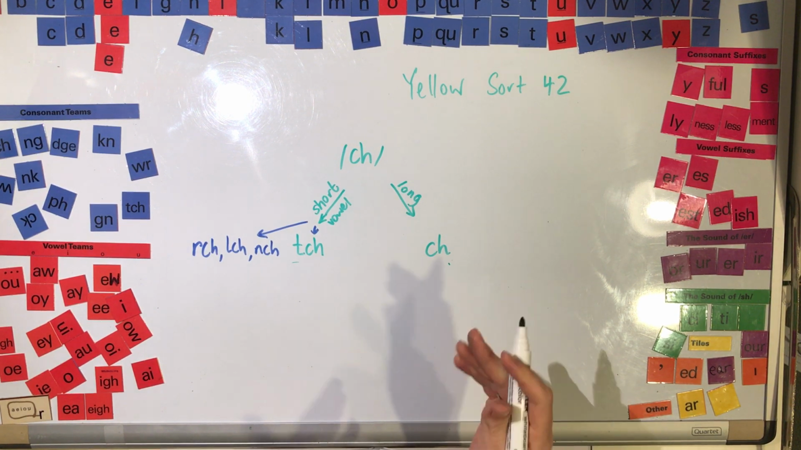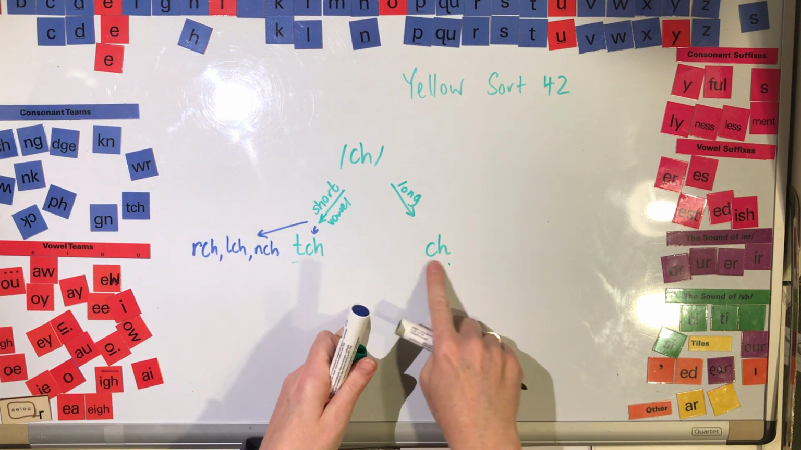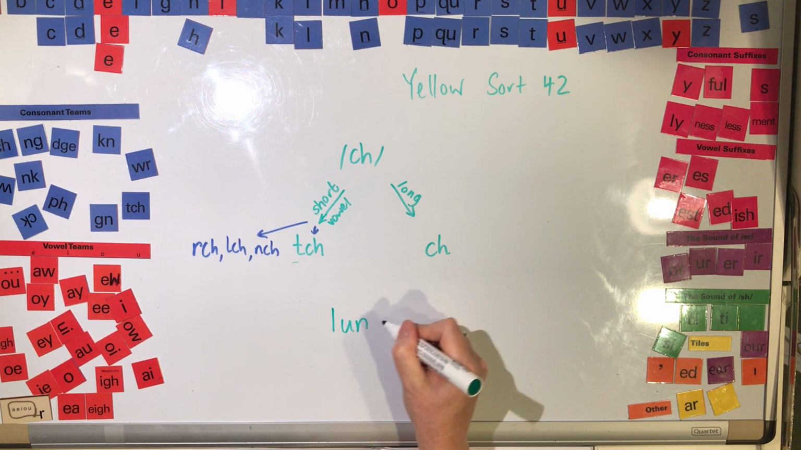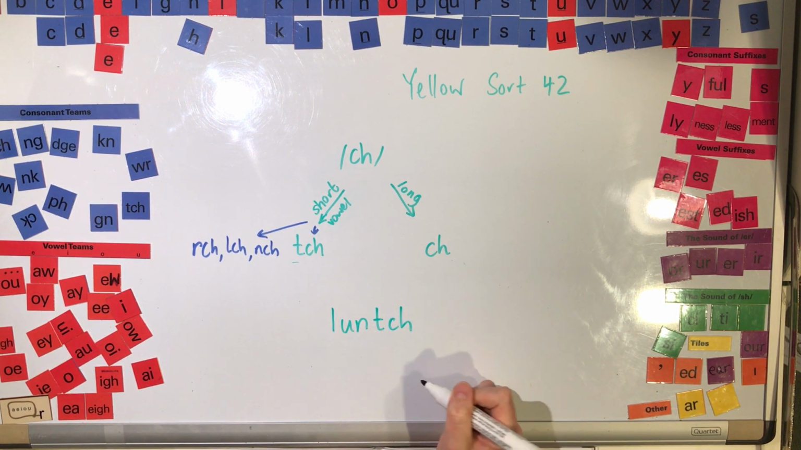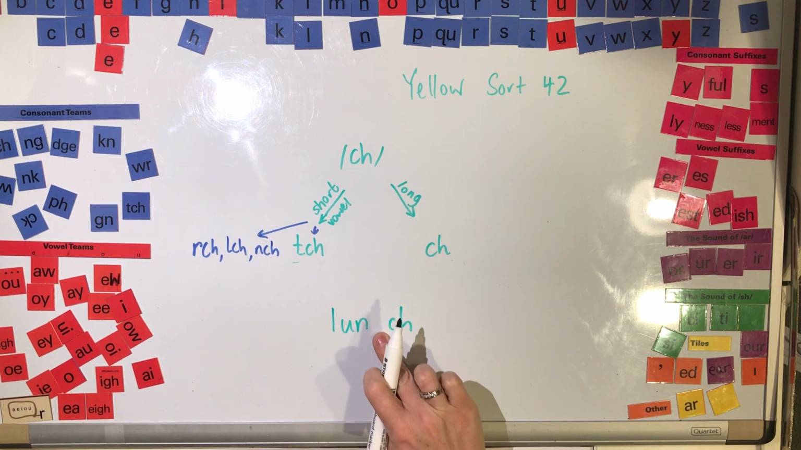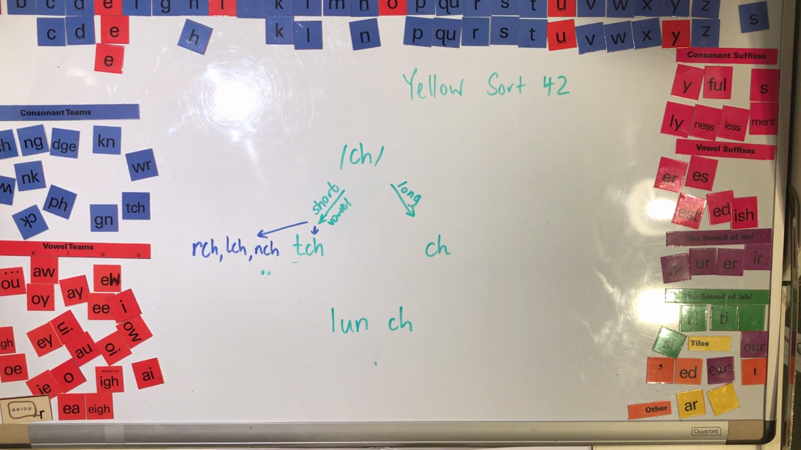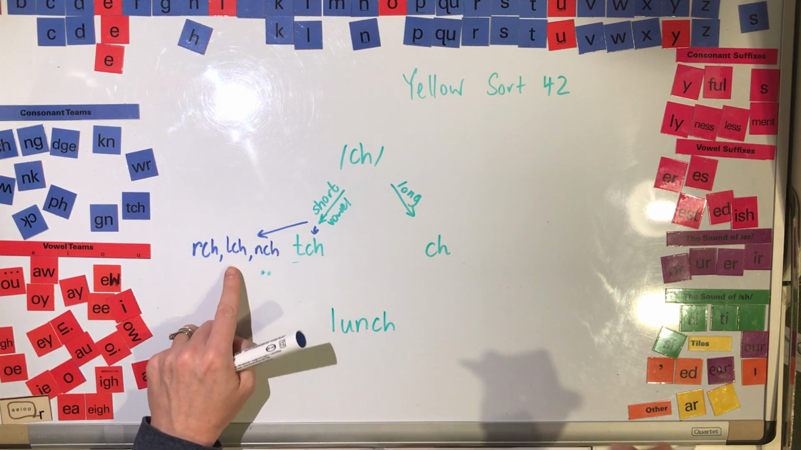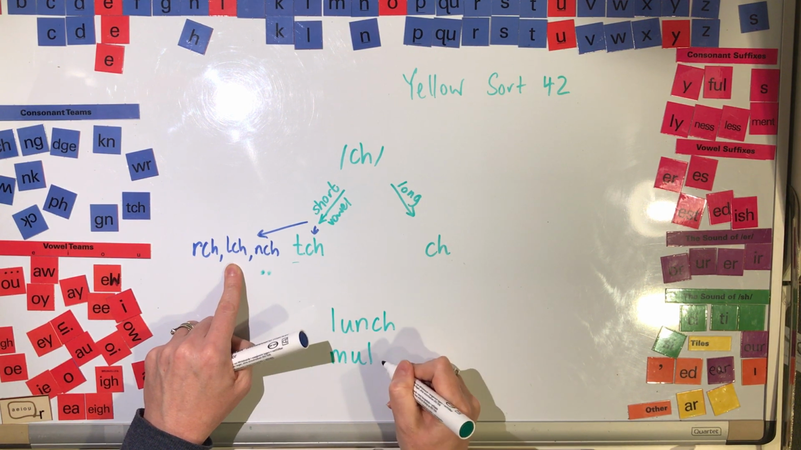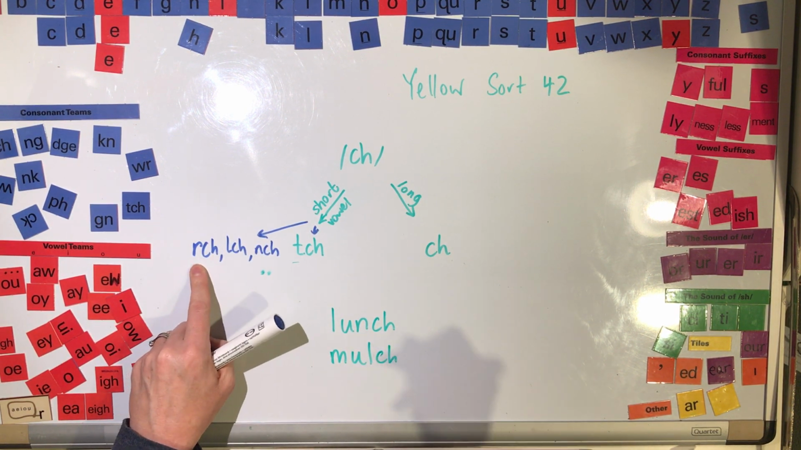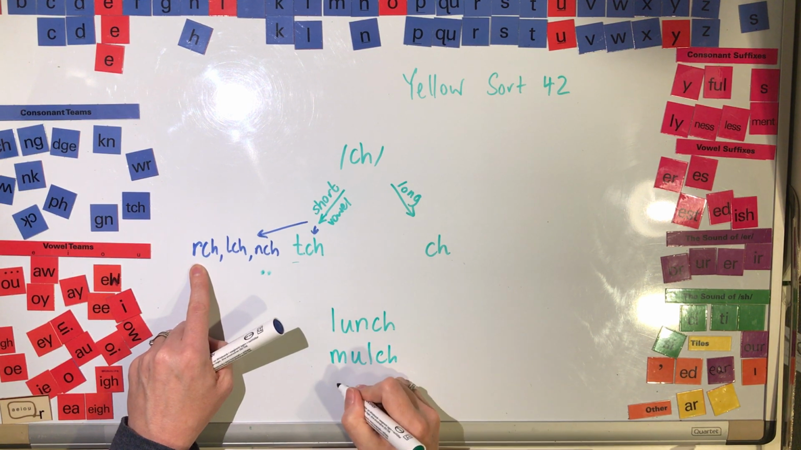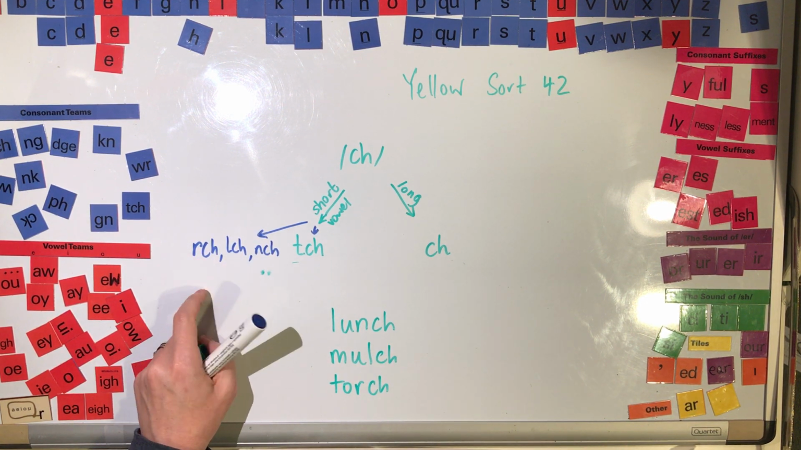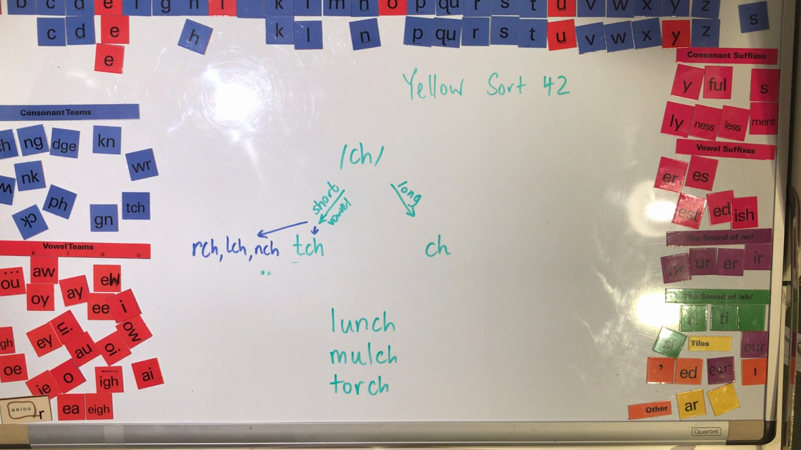Let's have a look at the word lunch: L, U, N, CH. It's a short vowel, so you come down this way. It's not a long vowel, so we don't use just CH. We go this way, but we don't then do TCH. It's already NCH, so we just use the shorter ending because it already has the consonant there, even though it's a short vowel sound. So lunch, mulch, and what's got an R? Torch. These three letters, R, L, N, just like last week.